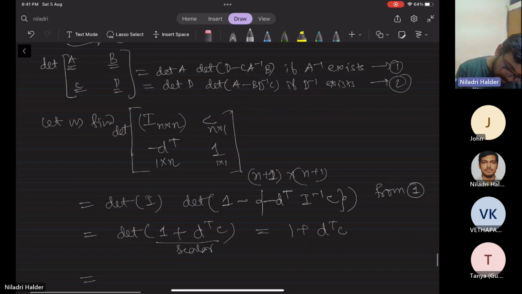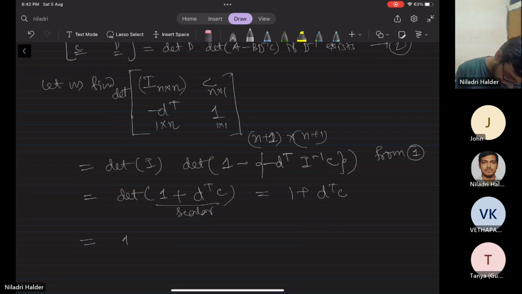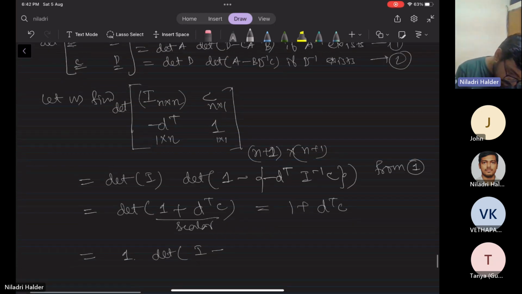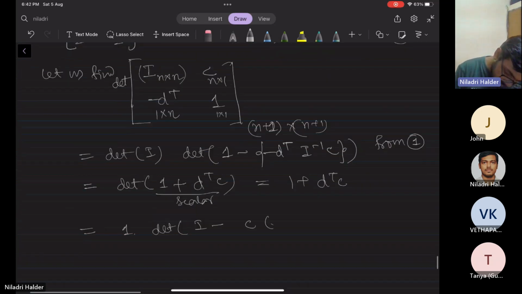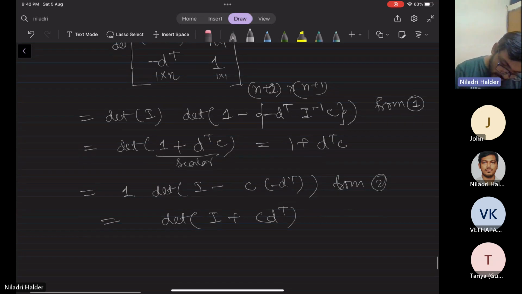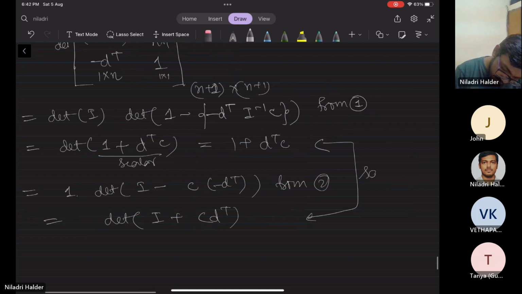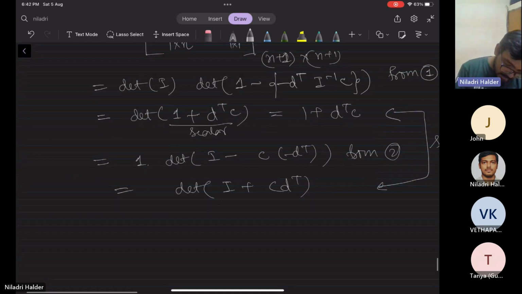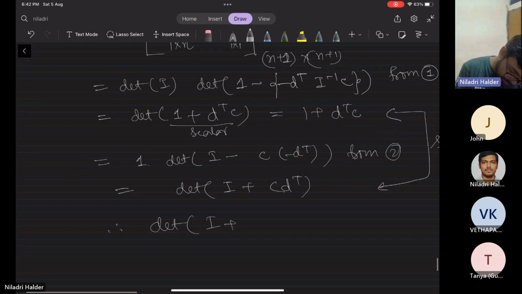And using equation 2, that is determinant of D, that is 1, so 1 into determinant of A, meaning I, minus B D inverse C. B means C, so C D inverse times minus D transpose gives I plus C D transpose, from 2. So these two are the same because they are the determinants of the same matrix. So we can write the determinant of I plus C D transpose is the same as 1 plus D transpose C.